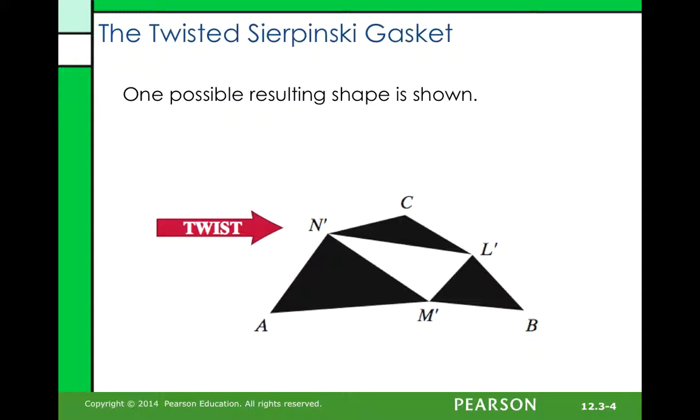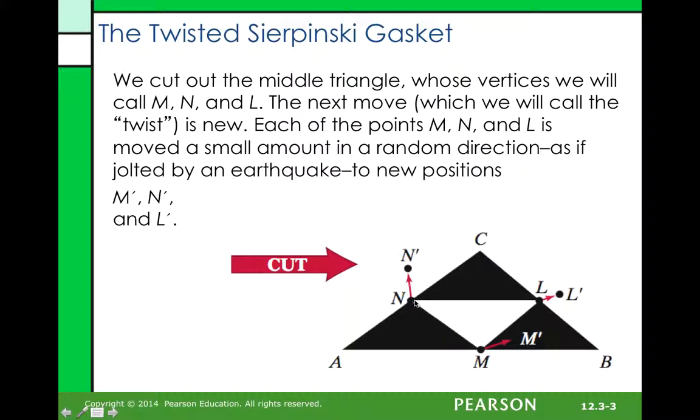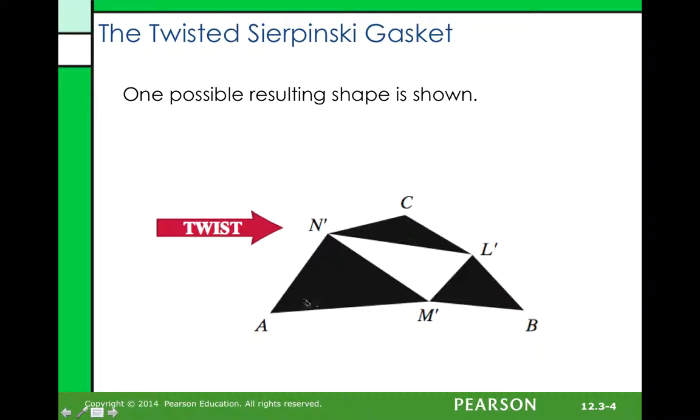Now you connect n prime, l prime, and m prime. And so this hole that connected n, l, and m gets twisted so that you literally drag this point up here to n prime, you drag this point here to l prime, you drag this point right here to m prime, and everything has to follow along. When you're done dragging, here's what your figure looks like now. It's sort of a twisted triangle.